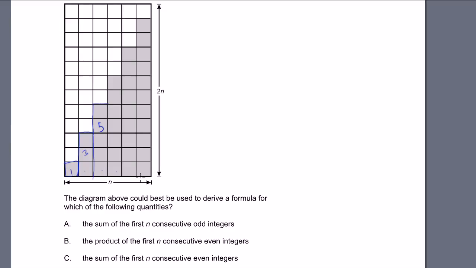And so if we wanted the sum of them, we would essentially just have to figure out the area of the shaded region. So we could use the diagram for that. The area of the shaded region is 2n times n divided by 2, which is equal to n squared, which is a neat outcome by itself, that the sum of the first n consecutive odd integers is n squared. So that's going to be our choice, A, that you can actually use the diagram to figure out that formula. The other ones don't make sense.